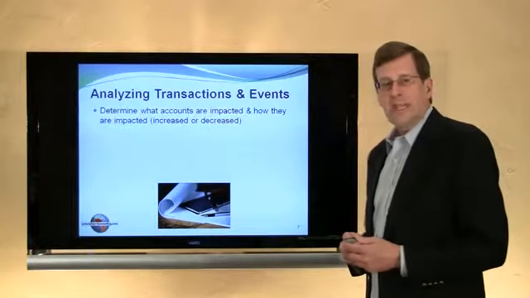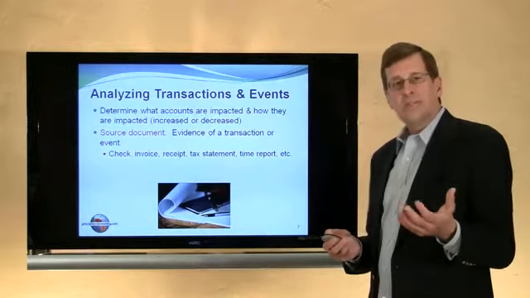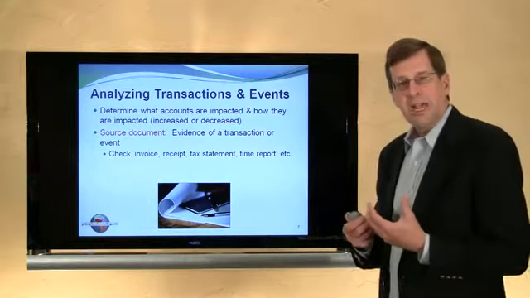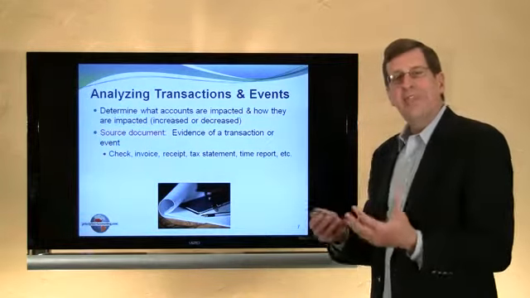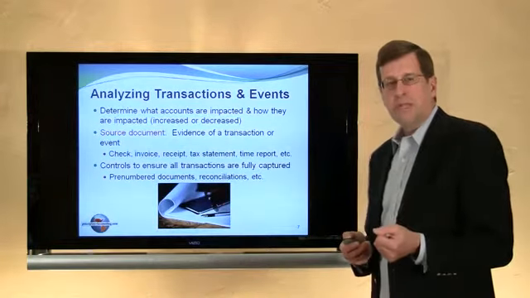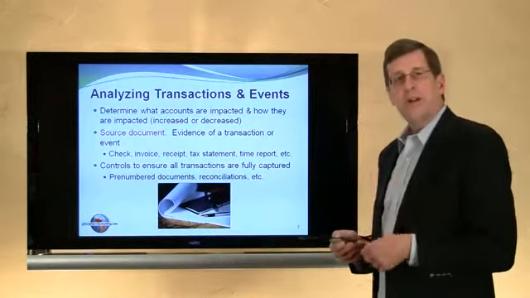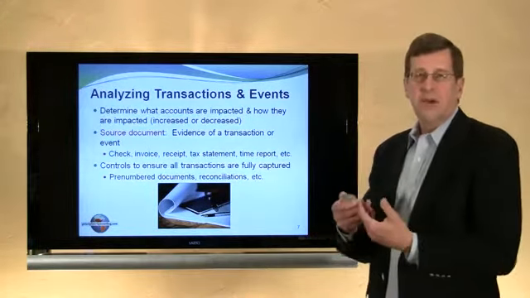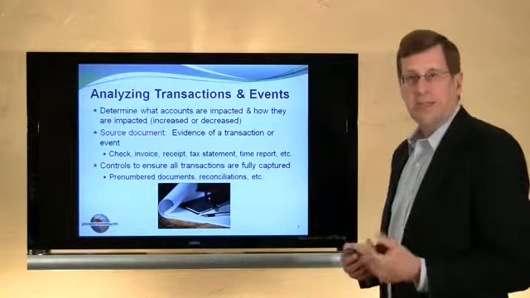Now, let's think about analyzing transactions and events. What we need to do is consider the source documents, such as checks, invoices, receipts, and so on, and think about what accounts are being impacted by a transaction, what is their effect on accounts, are those accounts being increased or decreased, and then translating that into a debit-credit consequence. Recognize that we need to have control systems in place to be sure that all transactions and events are captured correctly. Without that, such as pre-numbered documents and periodic reconciliations, we might capture the transactions we think of but forget some. So in addition to being able to effectively capture transactions, we need to be sure we're capturing all transactions and putting them into the accounting system.